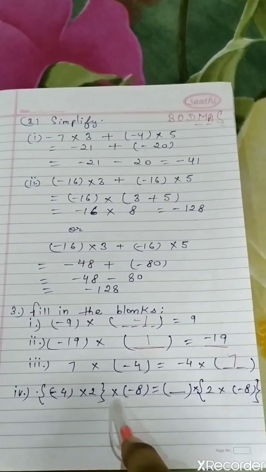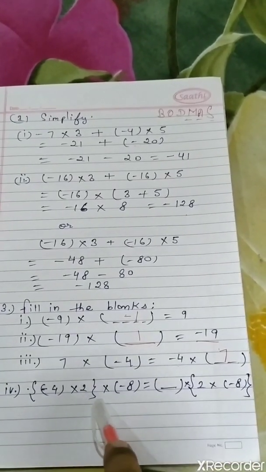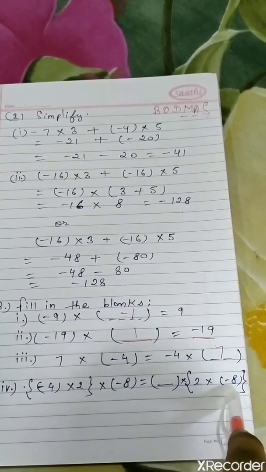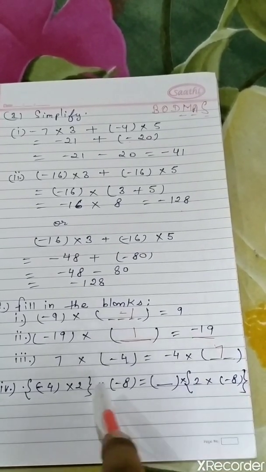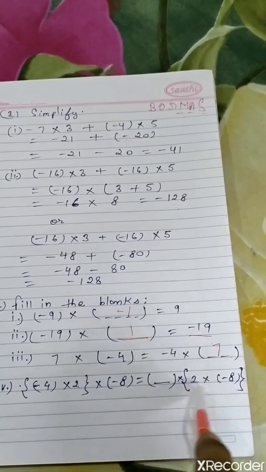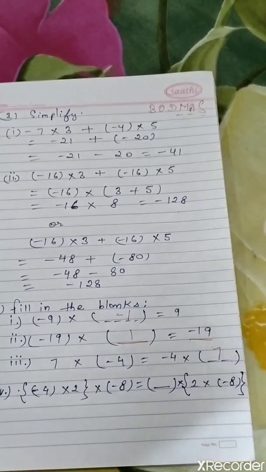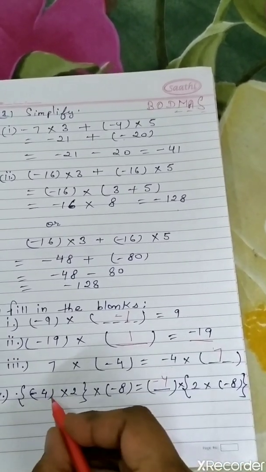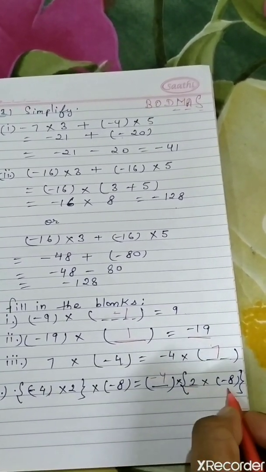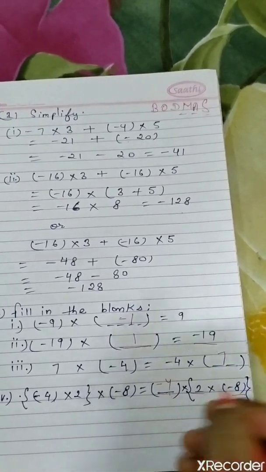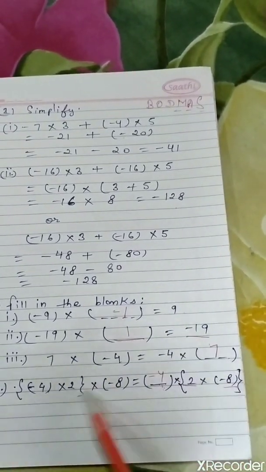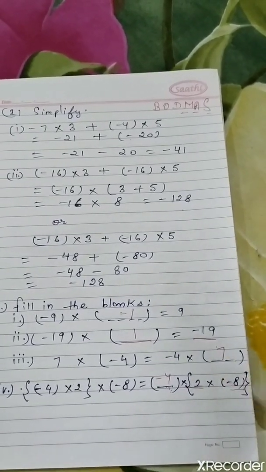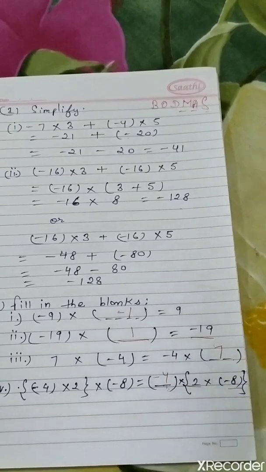Fourth number question is using the associative property of multiplication, using the different grouping of integers with the help of brackets. Here minus 4 and 2 is in a group, here 2 and minus 8 is in a group. So according to the missing value, here should be minus 4 only, because 2 and minus 8 are available and only minus 4 is not there. You know that already, multiplication of integers follows the associative property, so here will be minus 4.